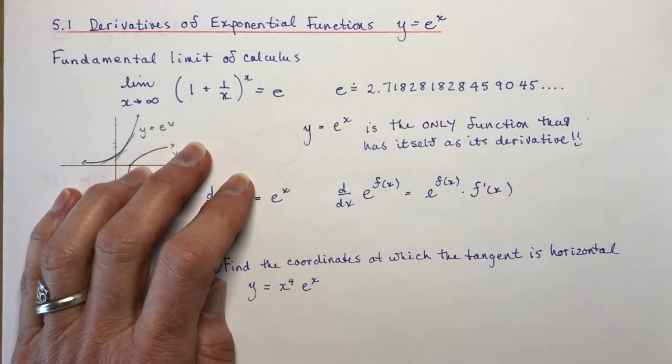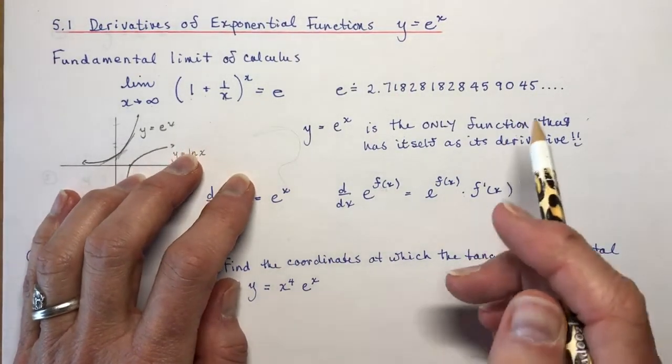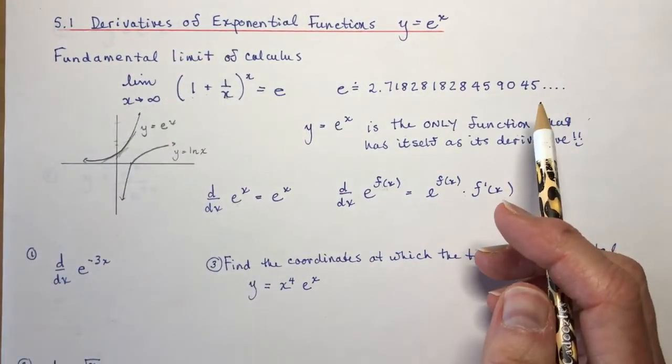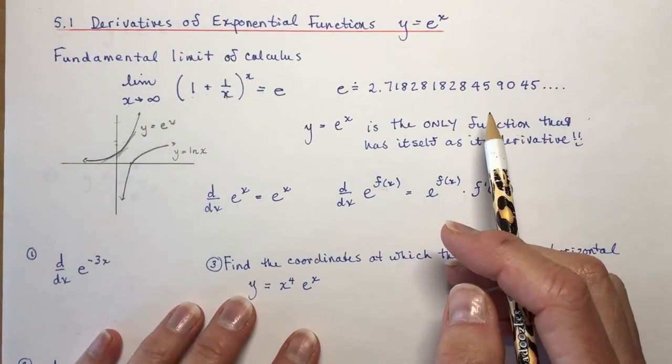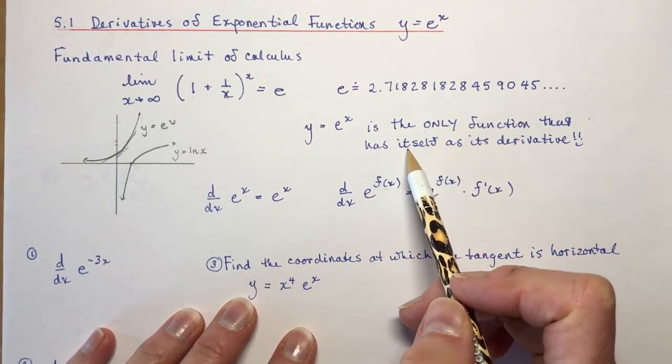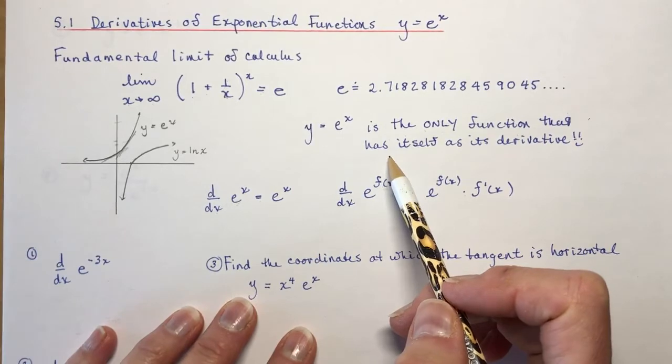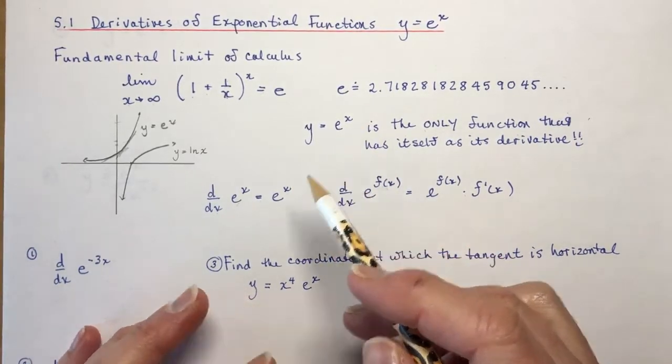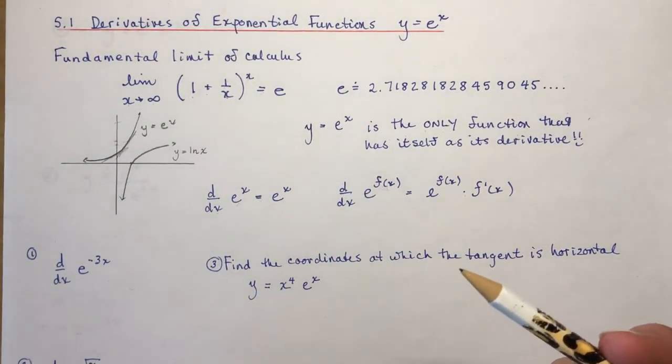So now that we've seen that e is a very special number, you're also going to find out that e has some other very special properties, and that is that it is the only function that has itself as its derivative. So the derivative of e to the x is simply e to the x.